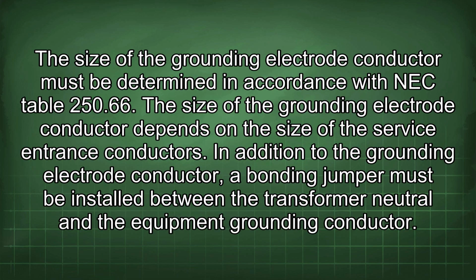This bonding helps to create a common ground potential throughout the building, which reduces the risk of electrical shock. The size of the grounding electrode conductor must be determined in accordance with NEC Table 250.66. The size of the grounding electrode conductor depends on the size of the service entrance conductors.